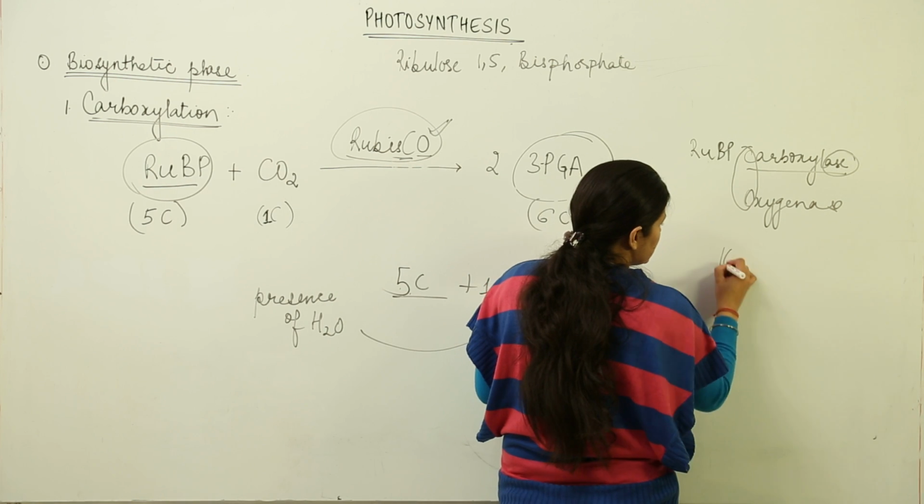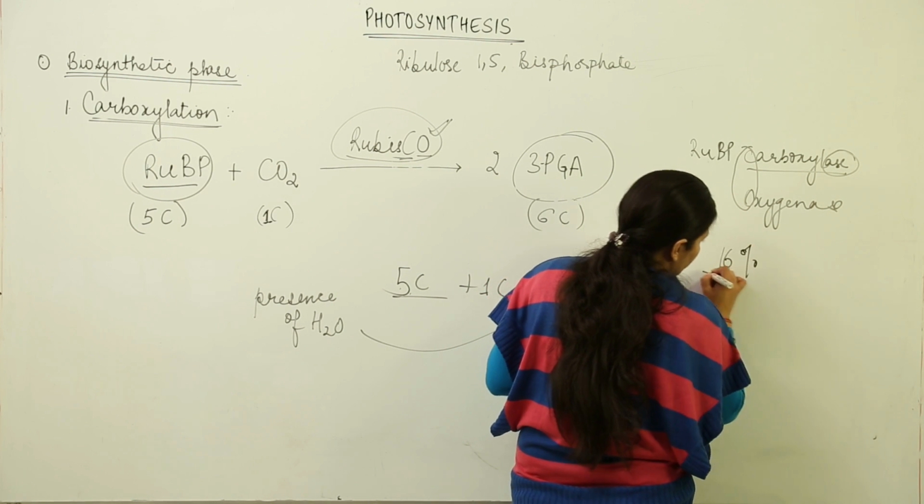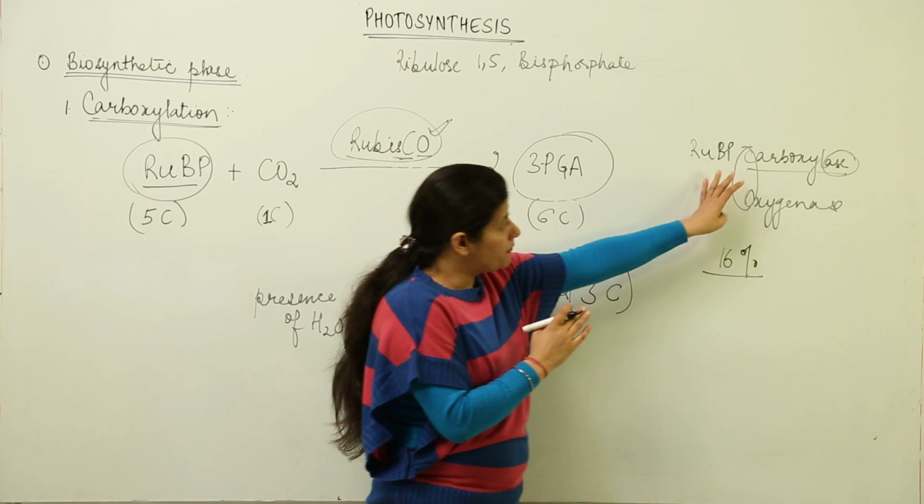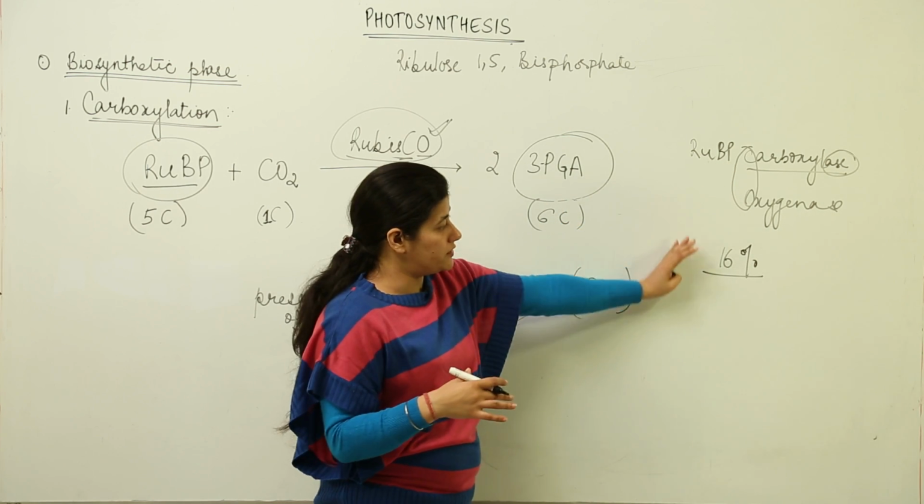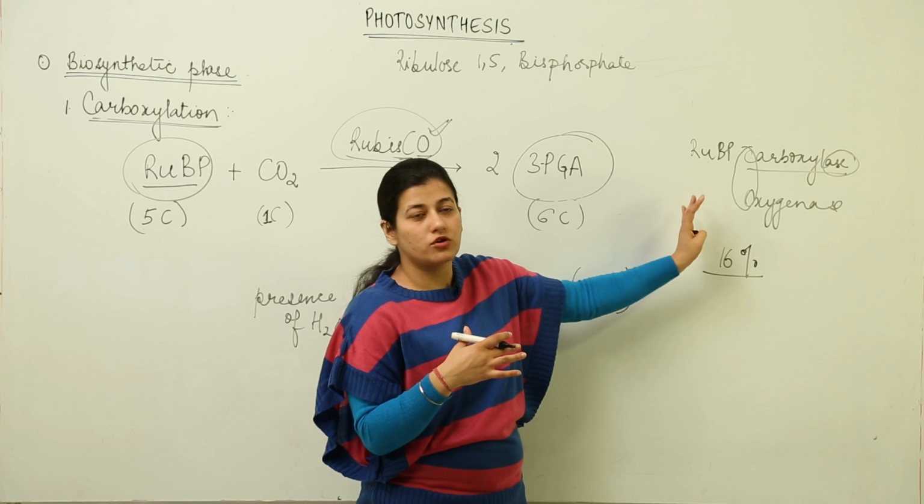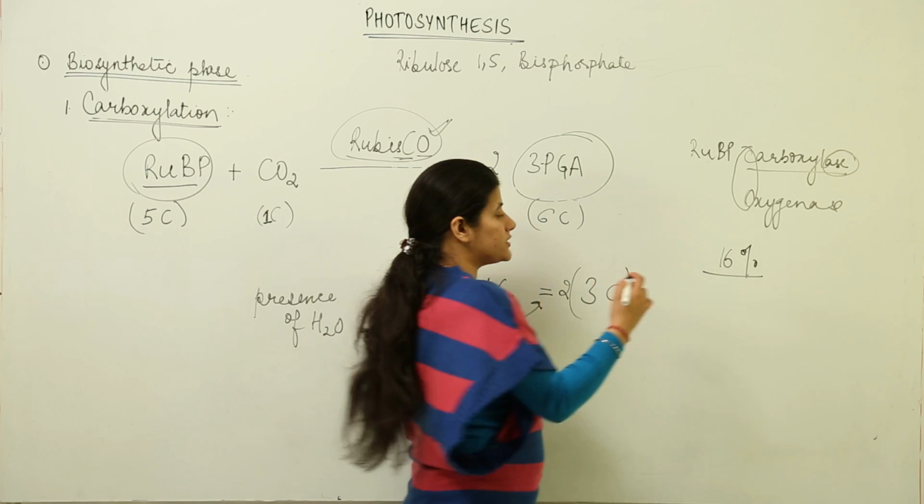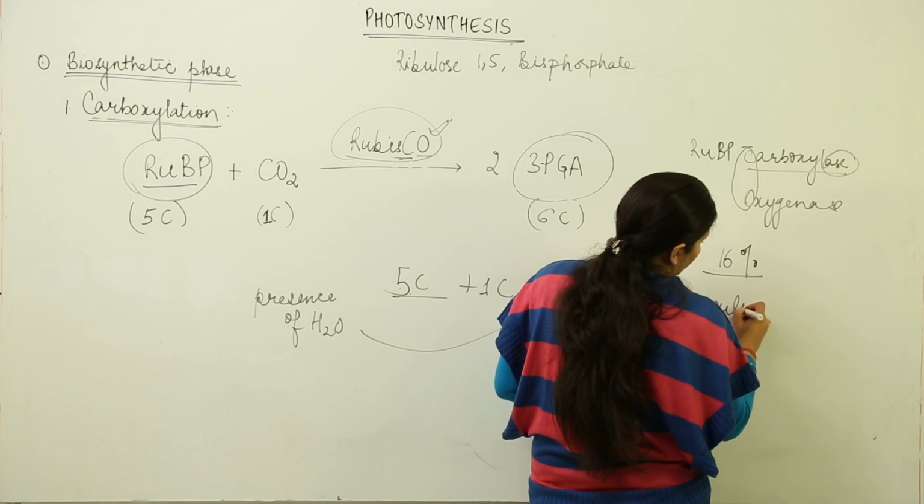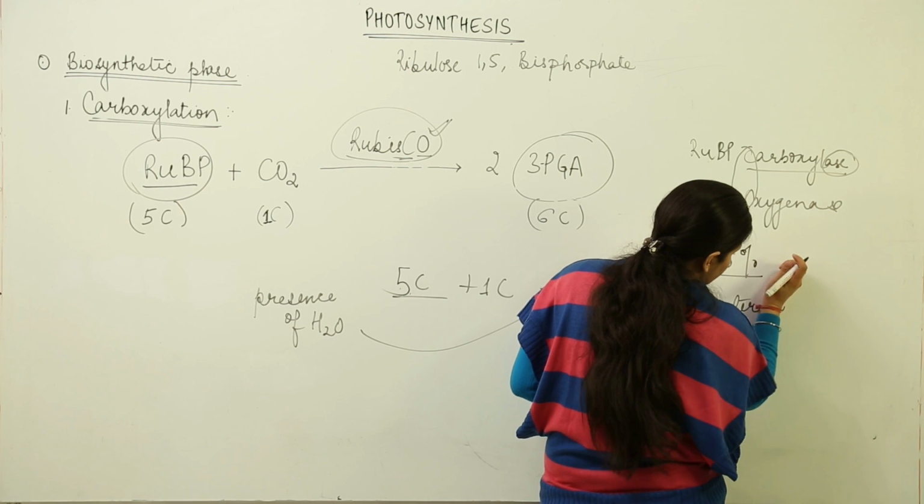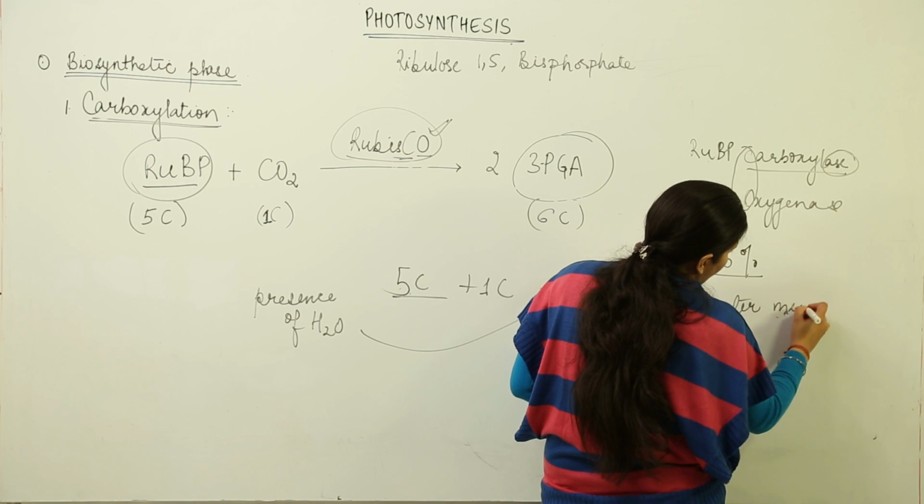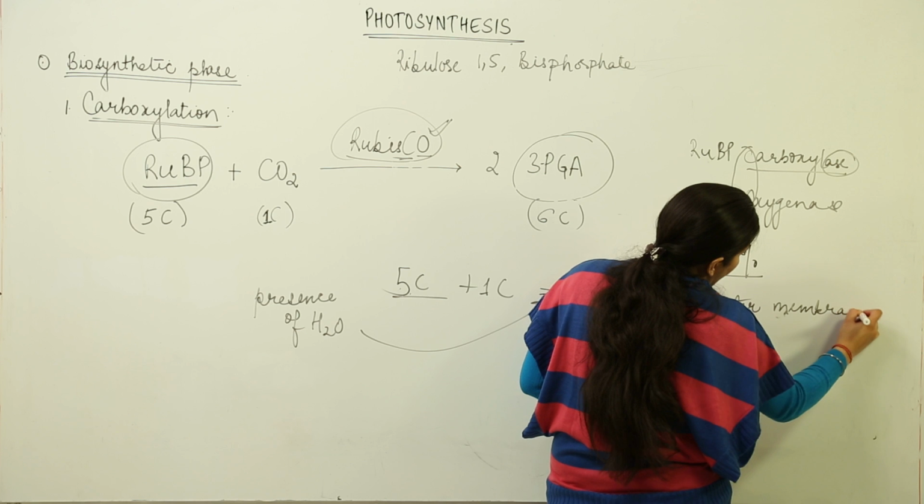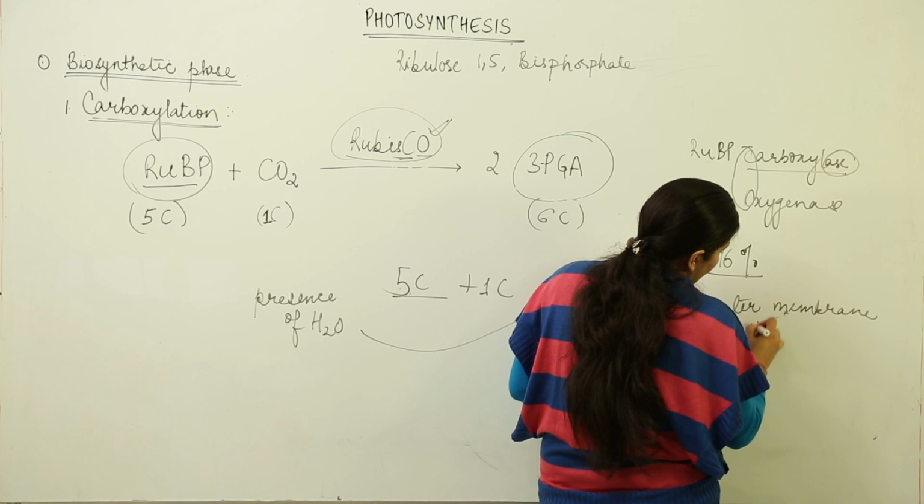As much as 16% of the enzymes of chloroplast is Rubisco. It is present on the outer surface of thylakoids. Not surface, I would say outer membrane. Present near the outer membrane of thylakoids.